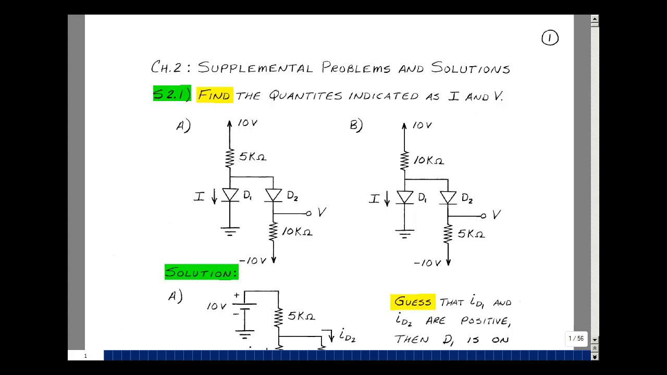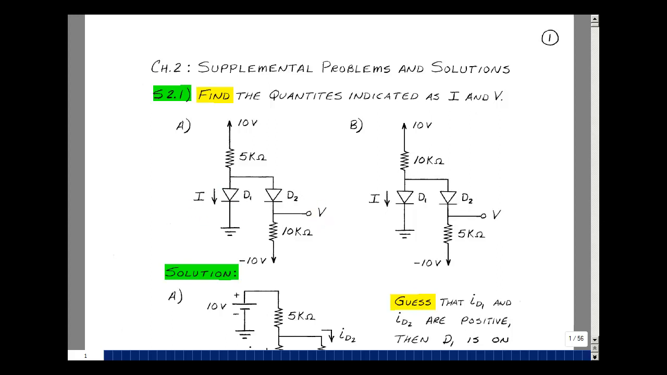This lesson deals with Supplemental Problem 2.1. You can find this problem in the ECE302 ebook in the Chapter 2 Supplemental Problems starting on page 1. In A, we have a circuit with two power supplies, a plus 10 and a minus 10, two resistors, and two ideal diodes. You find the current I and the voltage V.